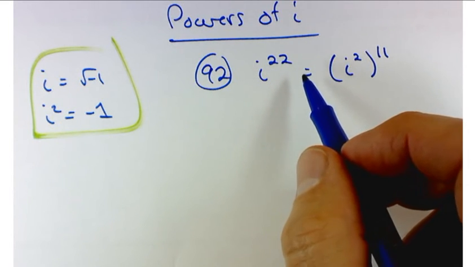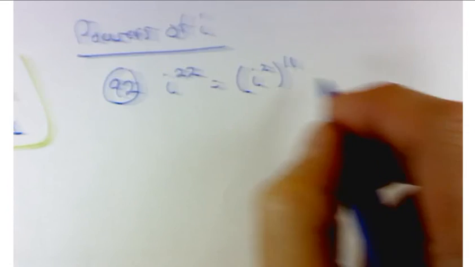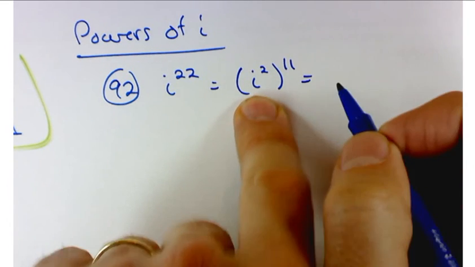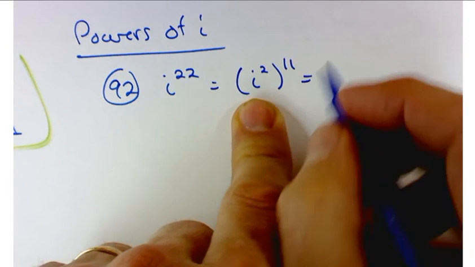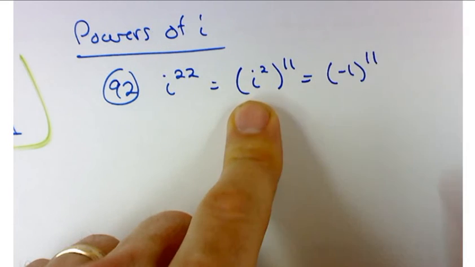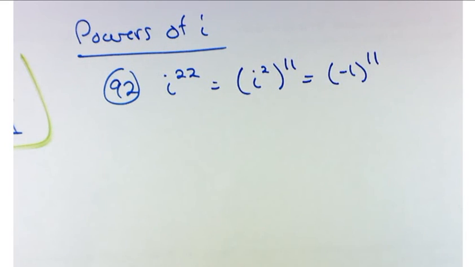Now, what does that help? Well, that helps a lot, really, because I know what i squared is, right? What's negative 1 to the 11th power? Don't say negative 11. It'd be negative 1 times negative 1 times negative 1.